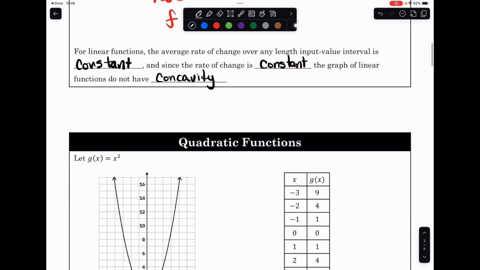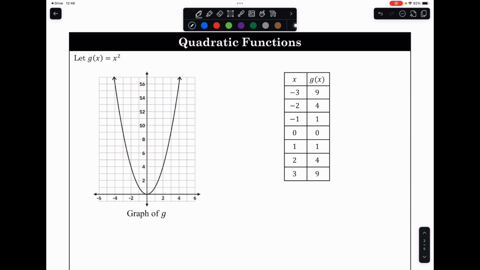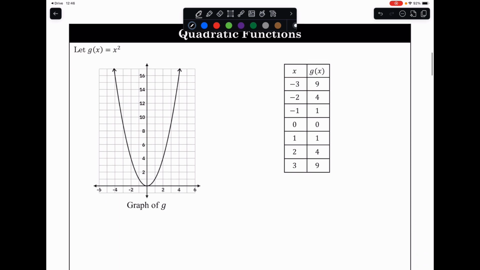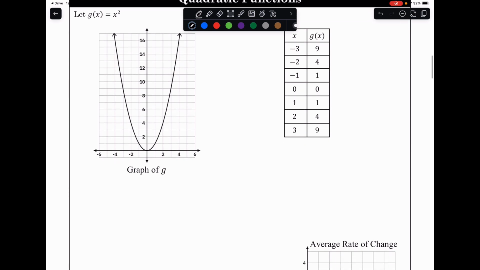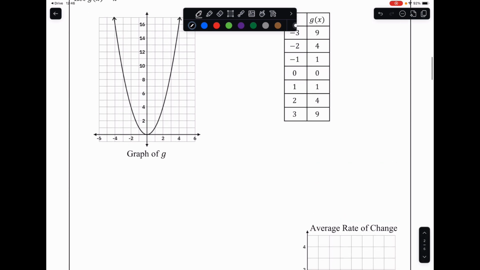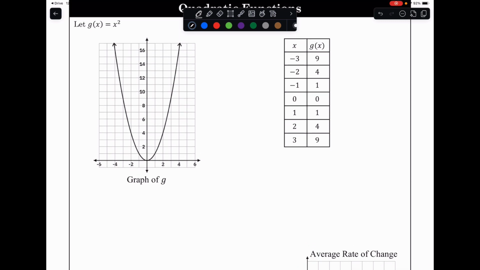Now let's look at quadratics. Well, in a quadratic, the first thing you notice again is it's not a straight line, so the rate of change is not going to be the same. So let's figure out what the rate of change is going to look like for this thing right here. So let's look at using again these intervals of this table here.